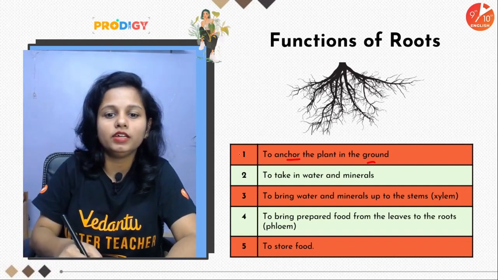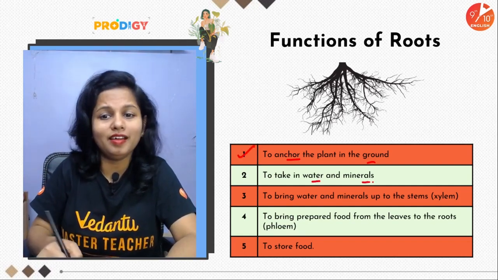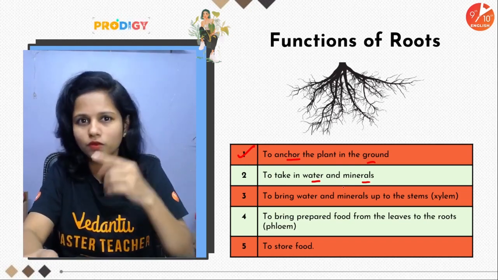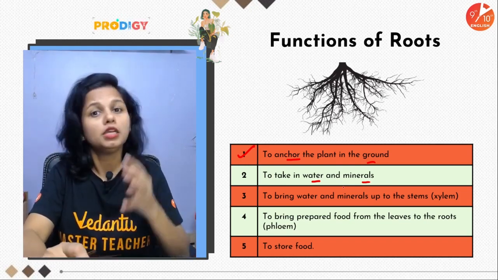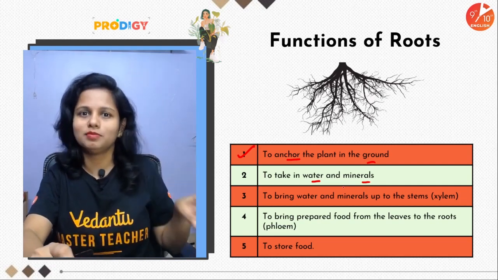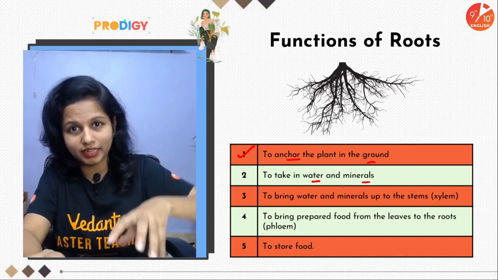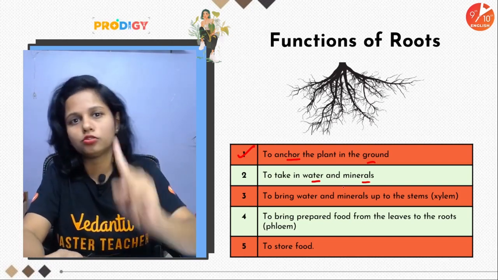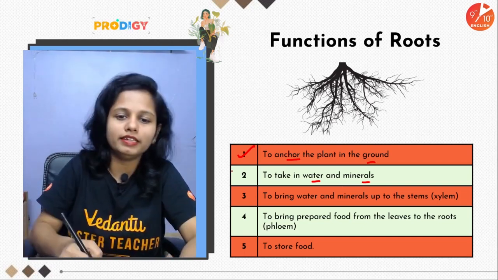Then the second one, it helps to take up water and minerals. Of course, the chapter is all about absorption by roots. So yes, water present in the soil, minerals present in the soil. These minerals get dissolved in water, and when the plant absorbs water, of course water is taken in, but minerals are also taken up. Okay, so that's the second point.